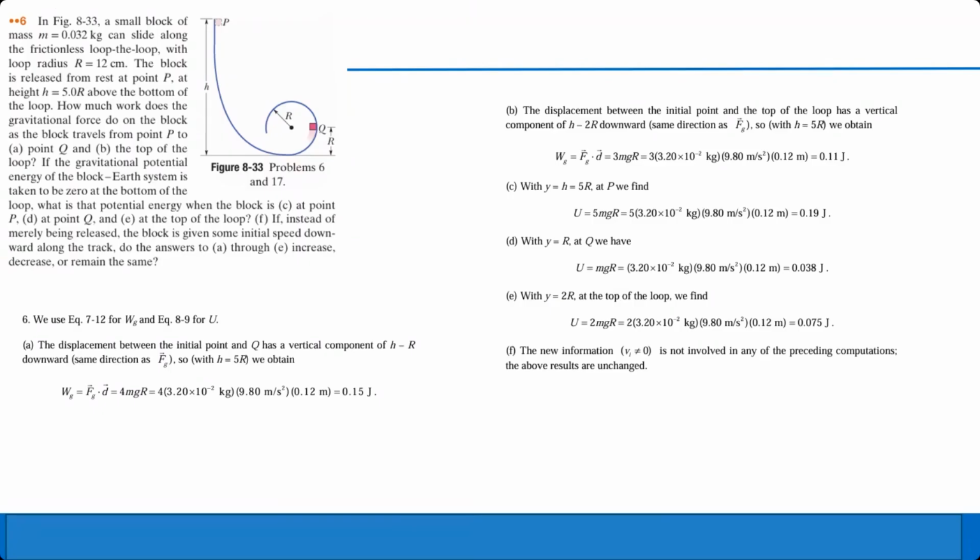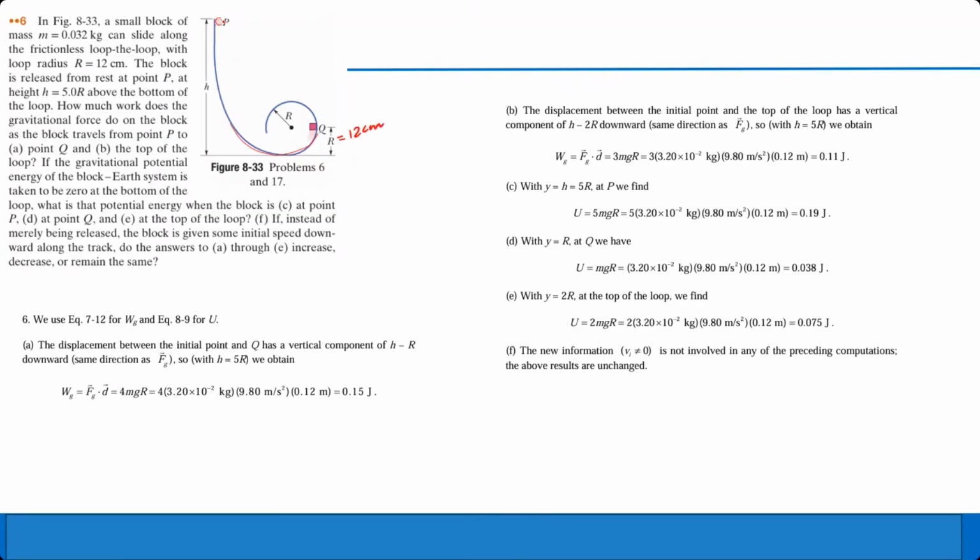So I'll solve a little bit from chapter 8, which is on potential energy. I have a small block of mass m equals 0.032 kilograms. It can slide along the frictionless loop. So the block starts from point P, it slides all the way down, and it goes through this loop. The loop radius is 12 centimeters. The block is released from rest.